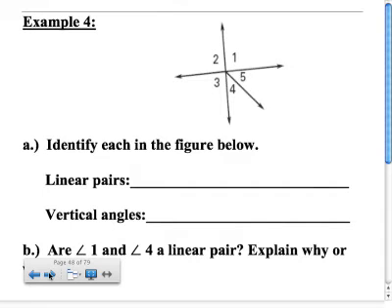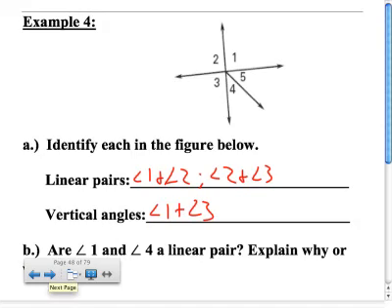Pretty straightforward stuff. Identify each in the figure below. So identify your linear pairs. Angle 1 and 2, angle 2 and angle 3. Vertical angles have to be directly across from each other. So you have angle 1 and angle 3, and those are the only sets of vertical angles here. You could say that angle 2 is vertical with 4 and 5 together, but that's all we're looking at there.